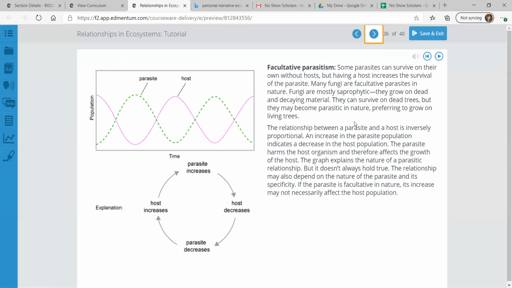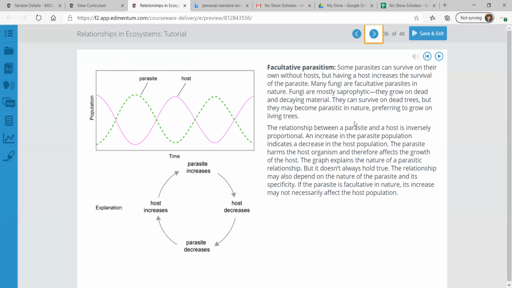Facultative parasitism. This is when parasites can survive on their own without hosts, but having a host increases the survival rate of the parasite. So many fungi are facultative parasites. They are mostly saprophytic, meaning they grow on dead and decaying material. They can survive on dead trees, but they may become parasitic in nature, preferring to grow on living trees.